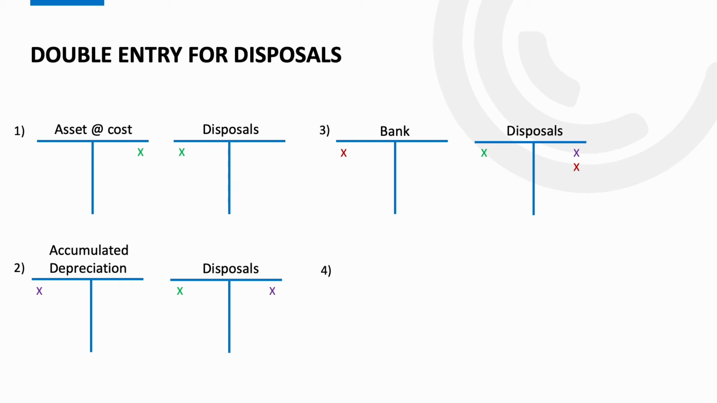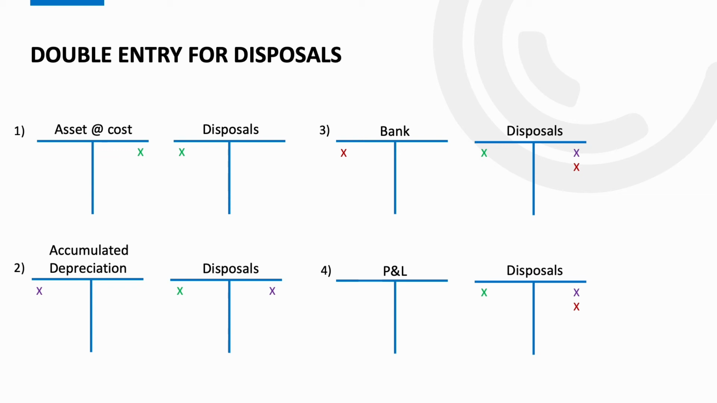Step 4. We'll cover profit first and then move on to a loss. So you'll make a profit selling the asset if the money received is higher than the net book value in our accounts. The profit or loss entry will always be your balancing figure in your disposals account. So if you're at the stage and the credit side is higher on your disposals account, then you've made a profit. If the debit side on the disposals is higher, then you've made a loss.